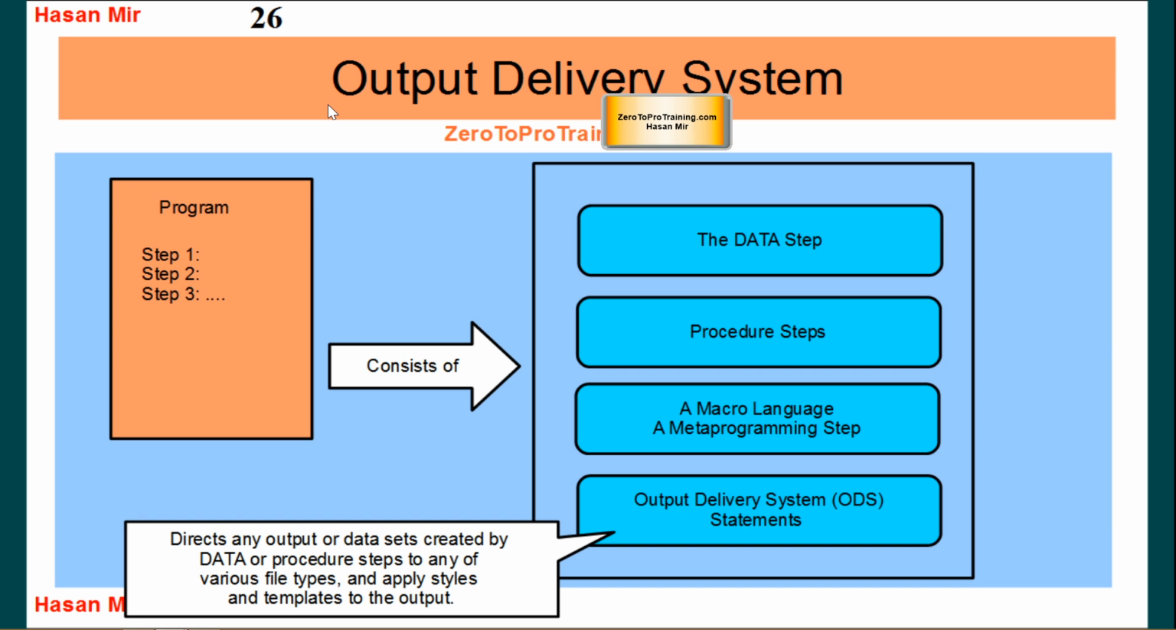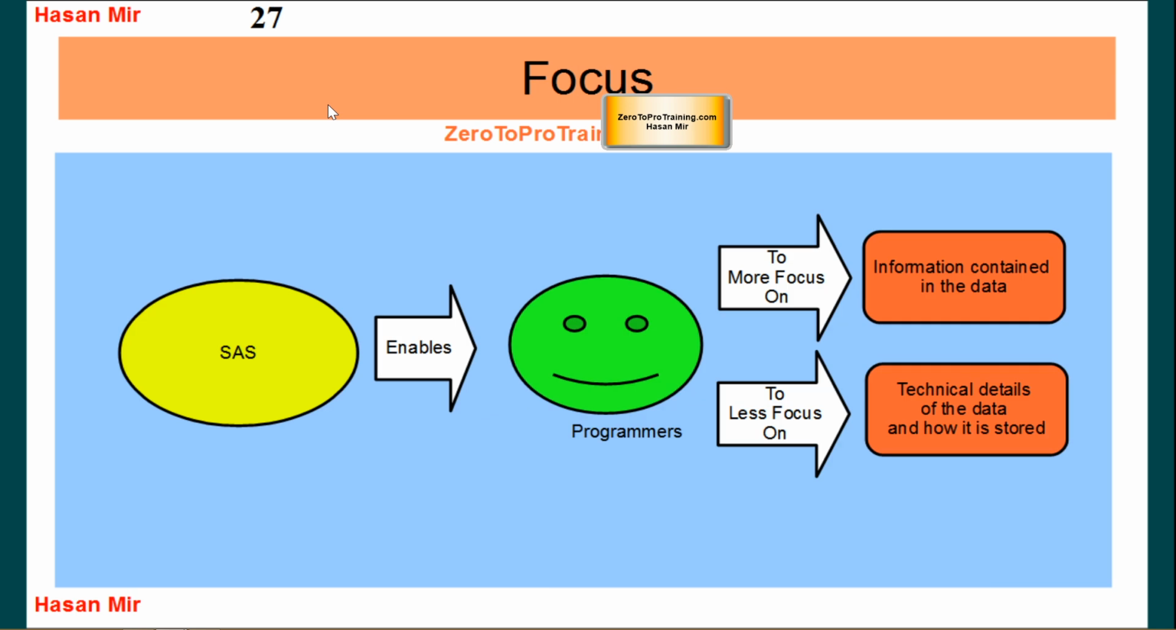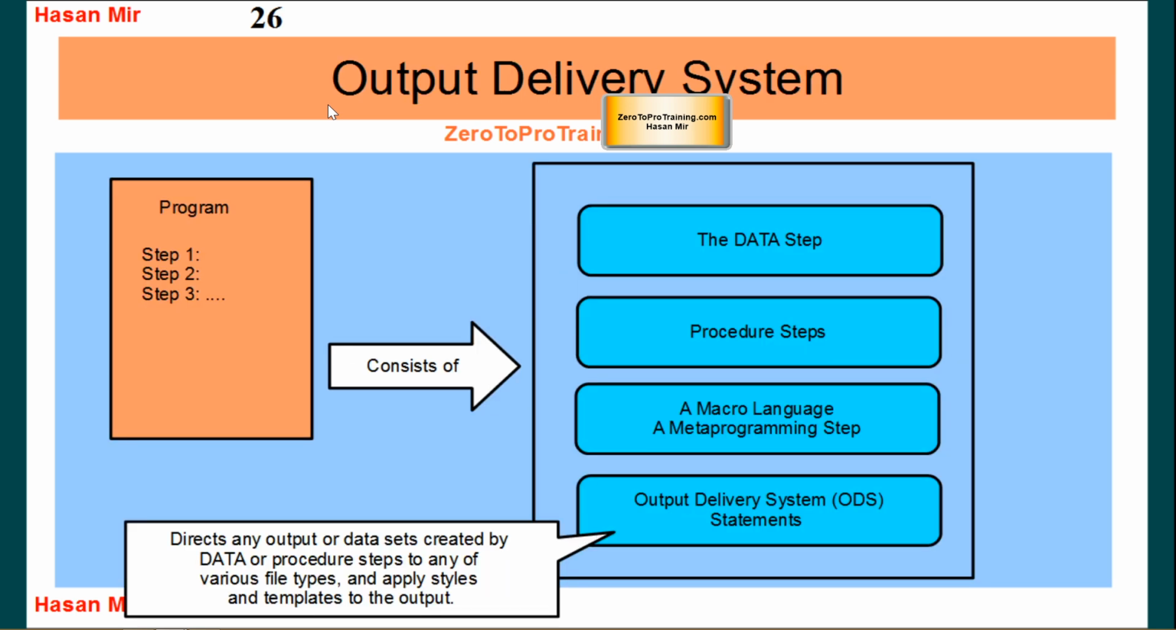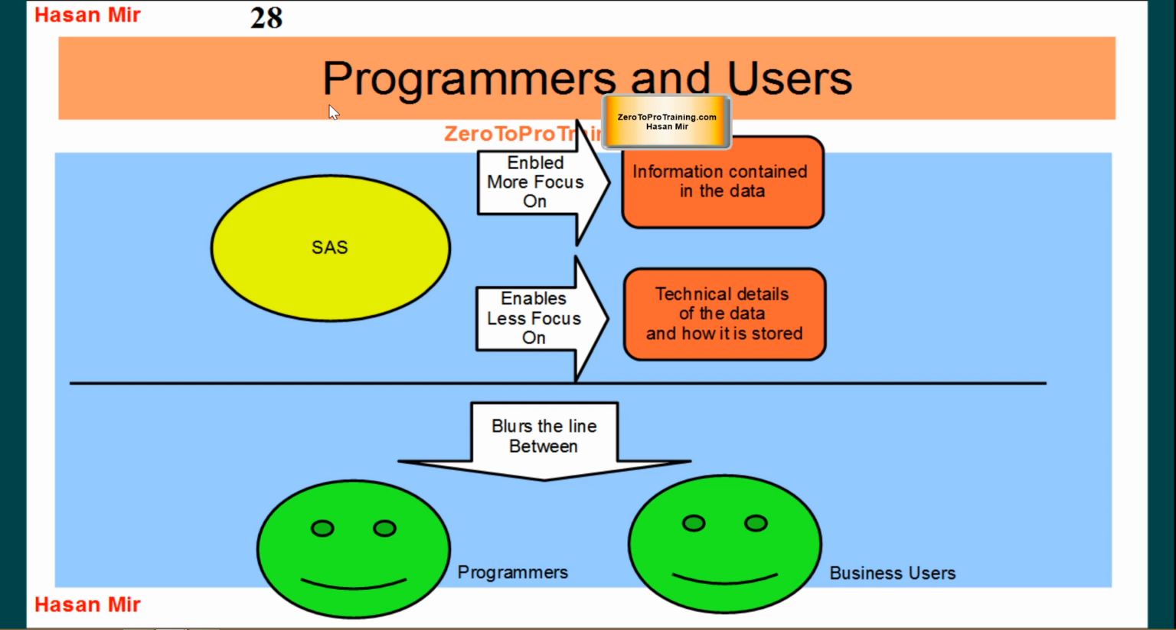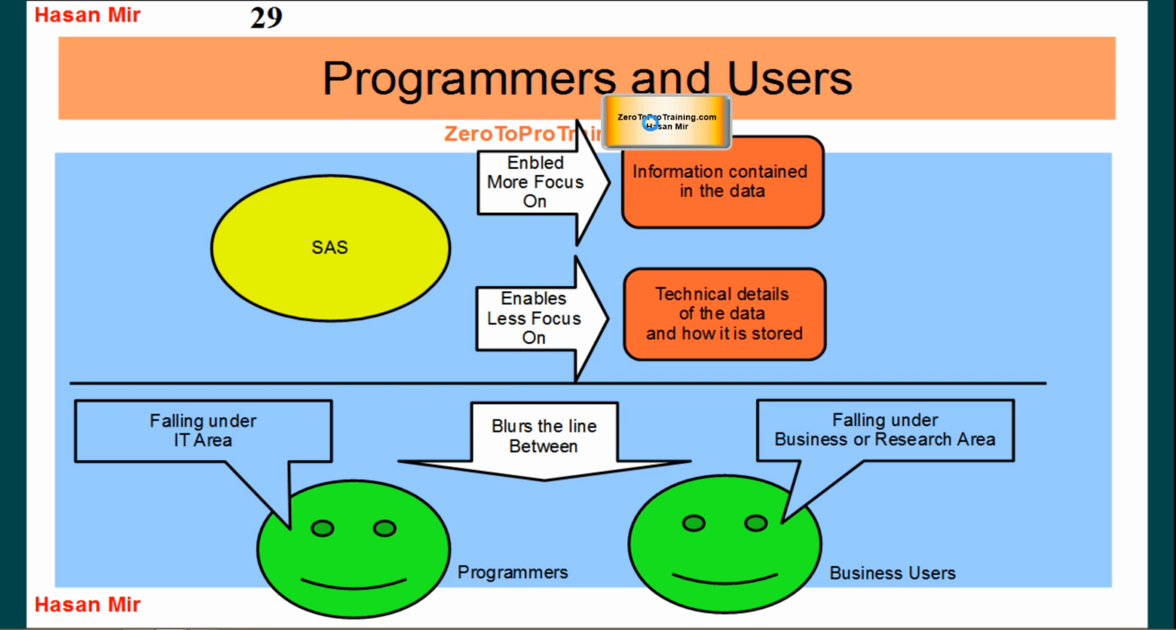So the bottom line is that SAS enables programmers to focus more on information contained in the data and worry less about technical details of the data, how to retrieve it, how it is stored, etc. So this advantage that SAS provides blurs the line between programmers and the business users. You will find both technical staff and non-technical staff using SAS products. Programmers fall under information technology department, and business users could fall under business or research area, for example.